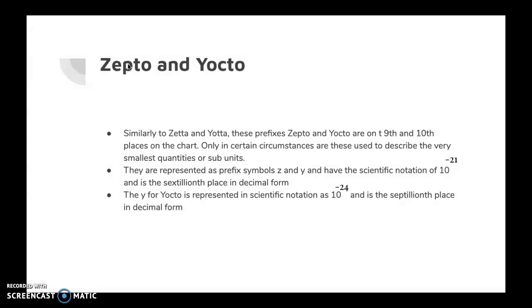Similarly to zetta and yotta, these prefixes zepto and yocto are on the 9th and the 10th places on the chart. Only in certain circumstances are these used to describe very small quantities or subunits. They are represented as prefix symbols Z and Y and have the scientific notation of 10 to the negative 21st. It is the sextillionth place in its decimal form. The Y for yocto is represented for the scientific notation 10 to the negative 24th and is the septillionth place in decimal form.